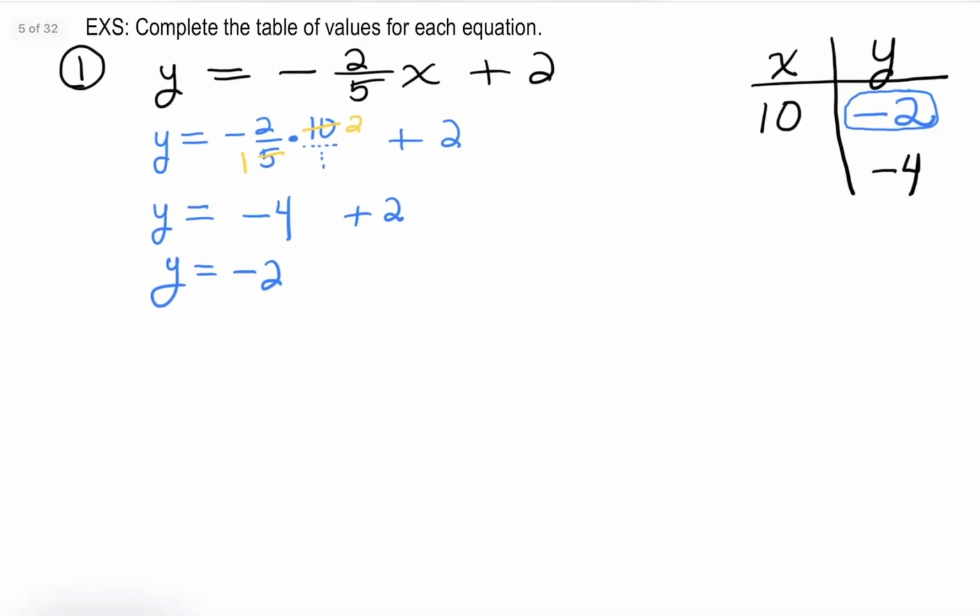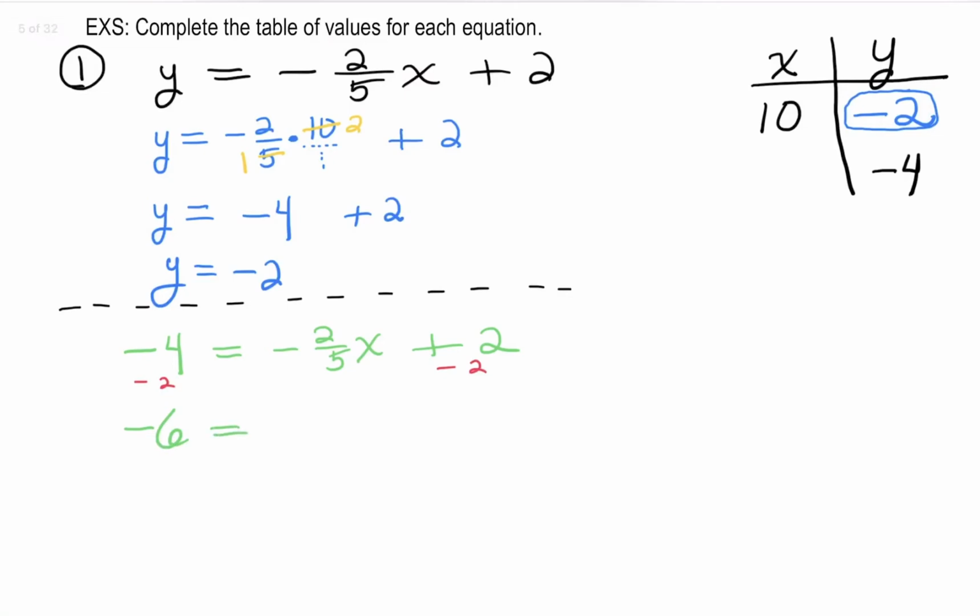All right, let's look at the second one. So now let's suppose we subbed in -4 for y. So this time we don't have the x coordinate, we have the y coordinate. So the y coordinate's -4 equals -2/5 x is what I'm going to try to solve for, plus 2. So probably the first thing we do is just get our plain numbers together on the left. Let's just go ahead and subtract the 2. So -6 equals this -2/5 x.